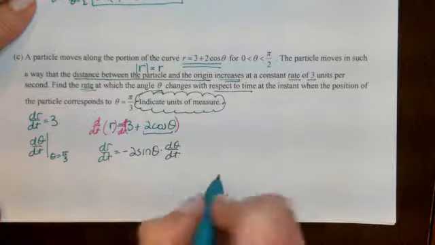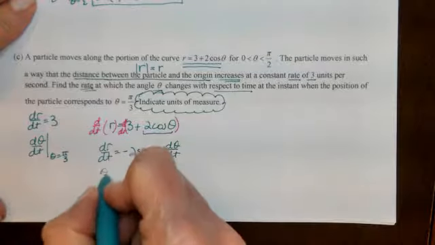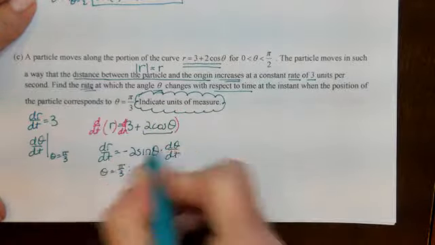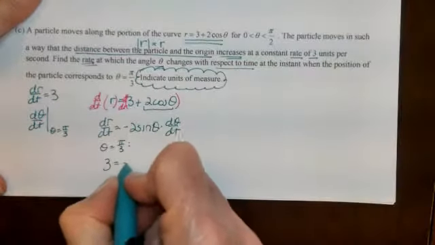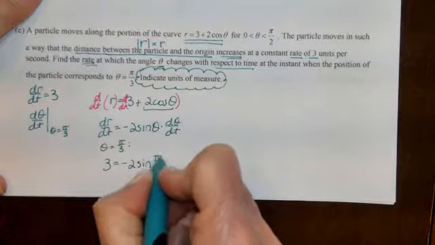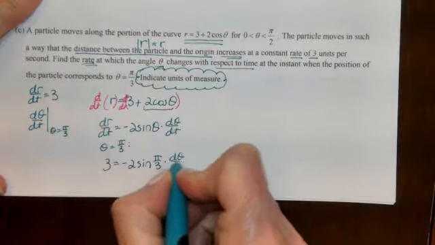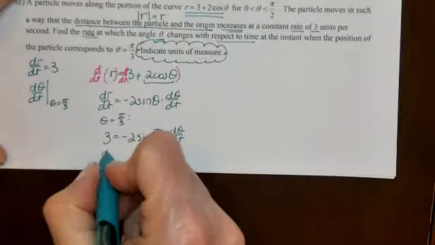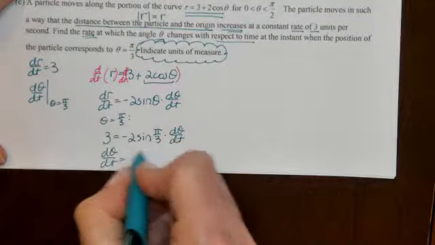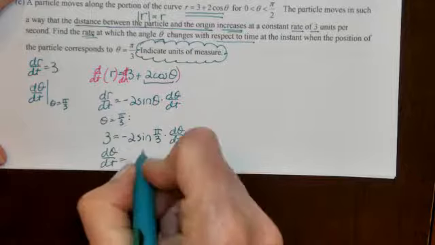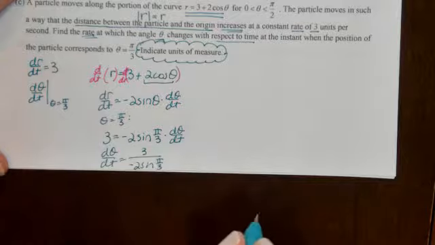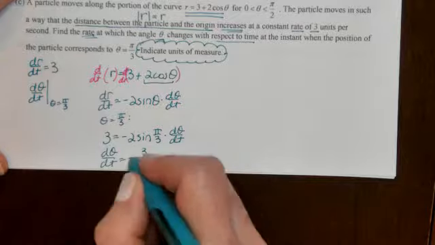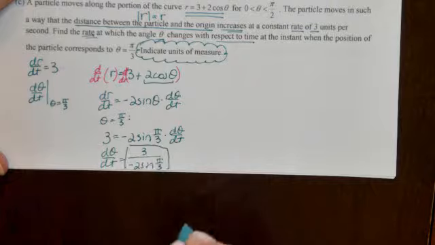And now we're going to plug in theta equals pi/3. So when theta equals pi/3, communicate what you're doing. Theta is pi/3 now. dr/dt is 3. It's sine of pi/3 times d theta/dt. And a safe stop spot would be just to divide both sides by -2 sine of pi/3. And that would be a safe stop spot. So I advise you to safe stop when you can.